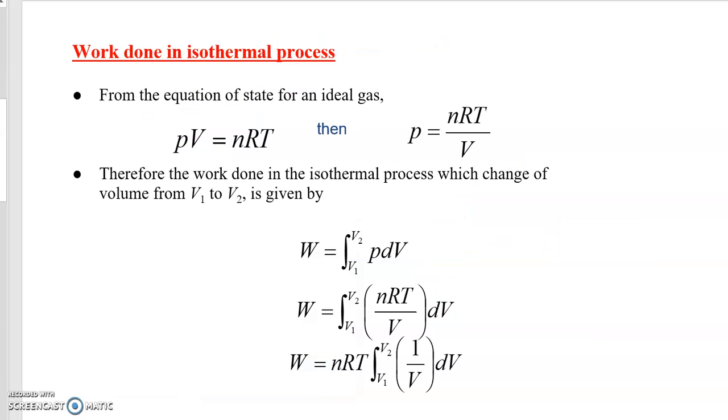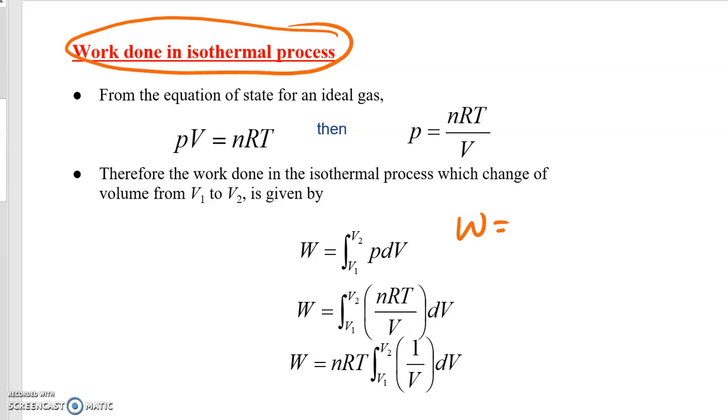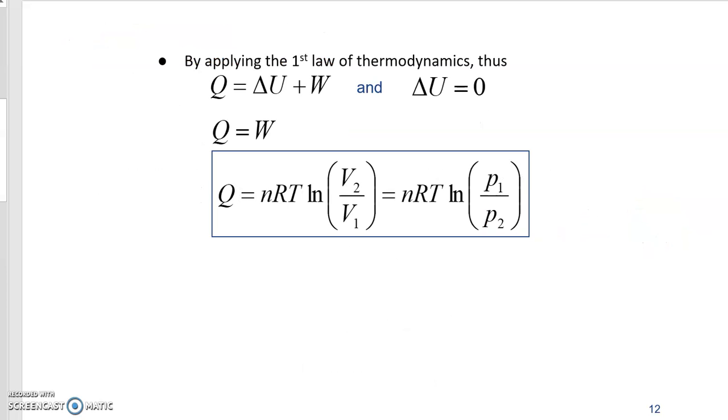Next, we get the work done in an isothermal process. For the work done in an isothermal process, remember that this is just integration, so there's no need to remember everything. We just remember W equals nRT ln V2 over V1. Okay, V2 over V1.